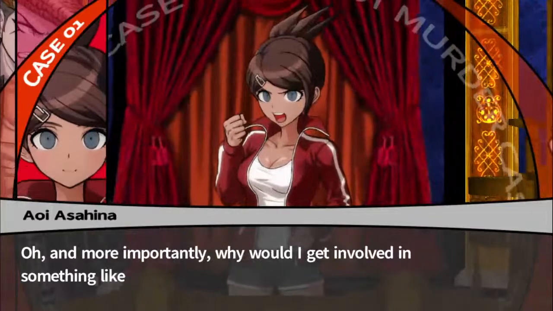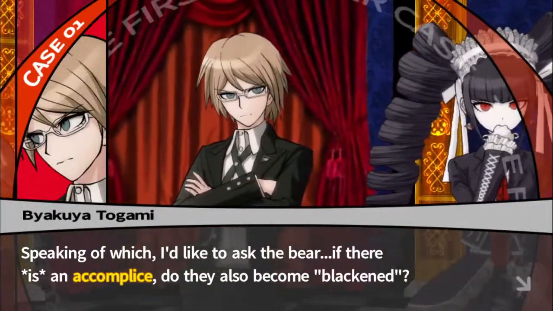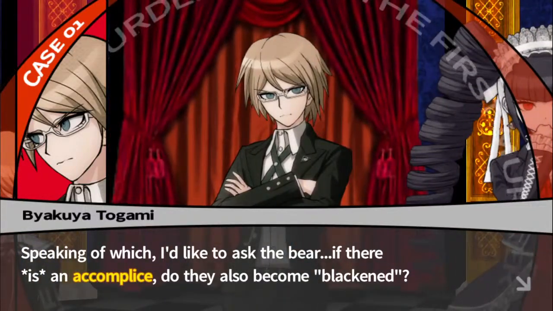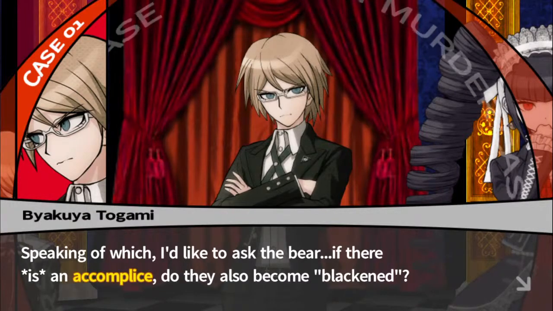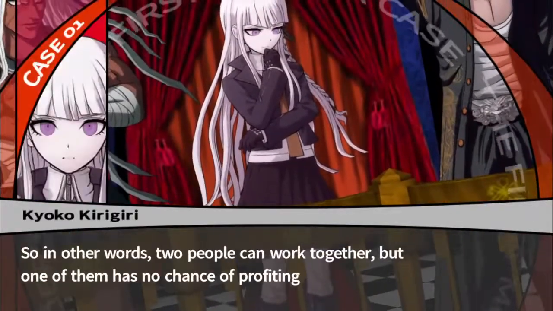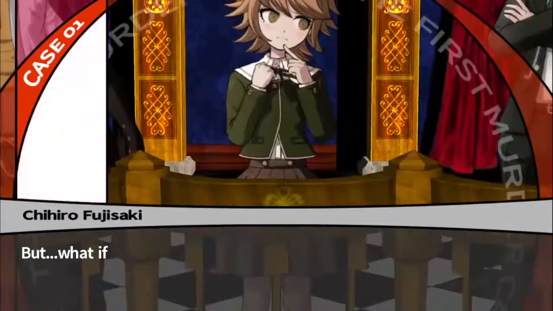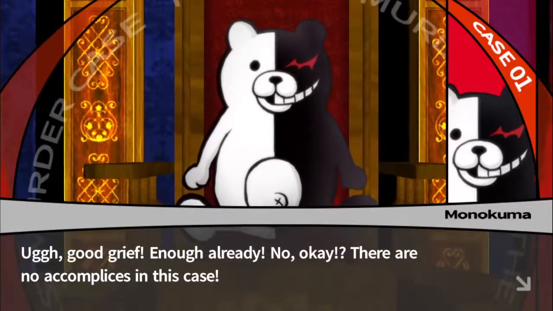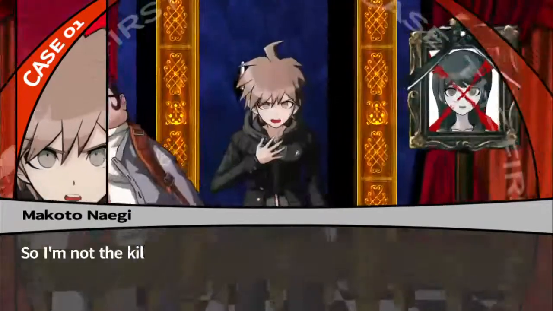Oh, and more importantly, why would I get involved? Speaking of which, I'd like to ask the bear, if there is an accomplice, do they also become blackened? So you ask. Each murder is a... So in other words, two people can work together, but one of them has no chance. Then there's no way anyone... But what if they did? Good grief! Enough already! No, okay? There are no... Oops! Anyway, I didn't go, so I'm not the killer.